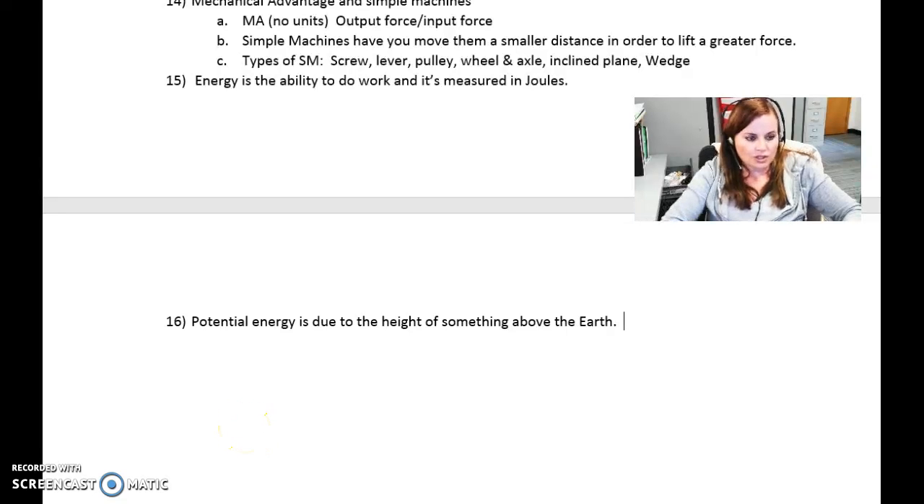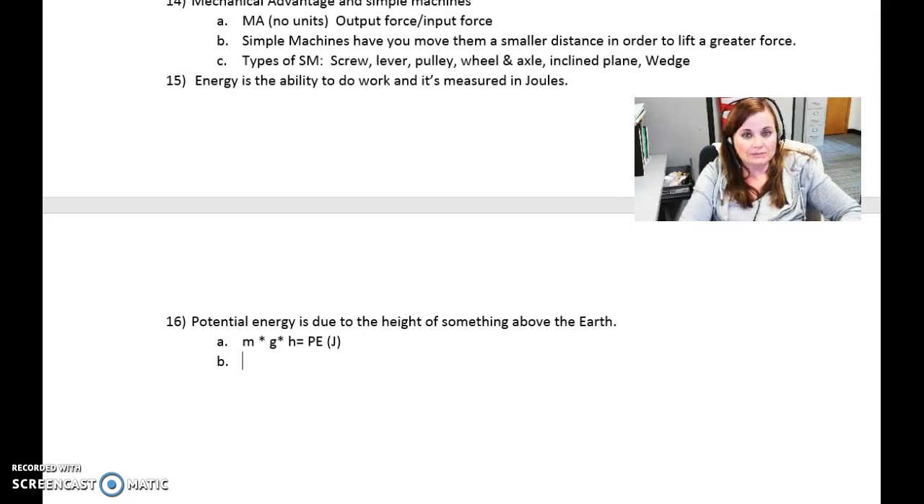So potential energy is measured as mass times the gravitational acceleration, 9.81 meters per second squared, times the height of it above the Earth. And that is the potential energy, and it is in joules, okay? Kinetic energy is energy of motion. So potential energy is the ability of something to do work. It's not happening yet, but it has this potential.